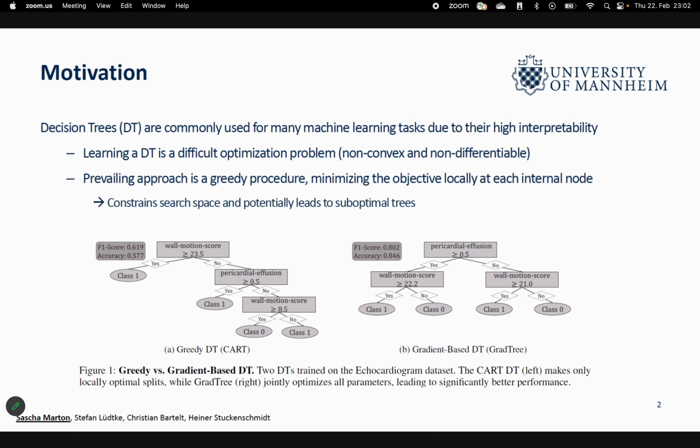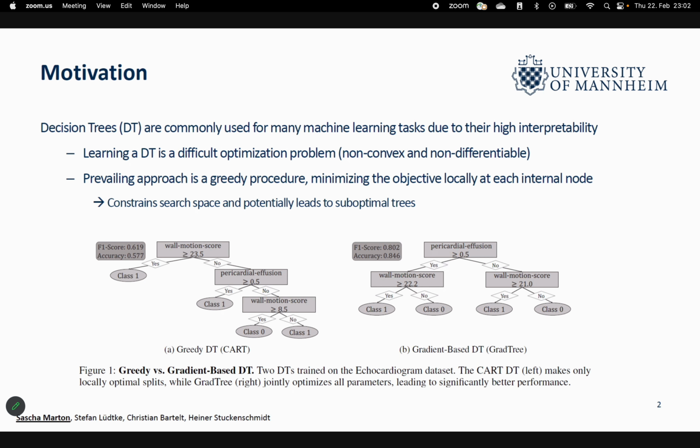The greedy decision tree starts with splitting based on the wall motion score at the root node, which is the locally optimal split, and then on the pericardial effusion in the second level. However, from a global perspective, it is much more beneficial to start splitting on the pericardial effusion at the root node and then, conditioned on the pericardial effusion, on the wall motion score in the second level. As you can see in the decision tree on the right, which also achieves a significantly higher performance.